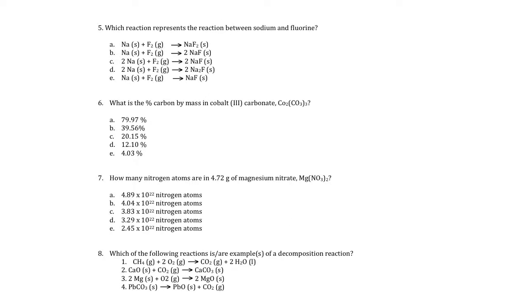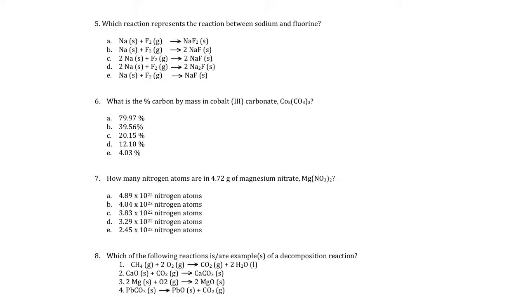Moving on to number 5, which represents the reaction between sodium and fluorine. So remember, sodium is sodium metal. Fluorine exists as F2 gas. And so then this would be the reaction to produce the ionic compound NaF. So it's looking like reaction B, but B is not balanced correctly, so perhaps C looks like a better reaction. C would be the right answer. What's wrong with D is the wrong formula, like A is the wrong formula as well for sodium fluoride. And then E is wrong because it's not balanced correctly, so the answer is C.